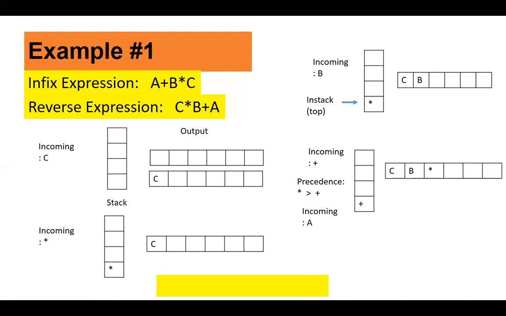The last symbol you read is an operand, so directly add it to the output. Now, the input is over. So what is the next step? Empty the stack. Whatever operators are there in the stack, here my plus, add it to the output.